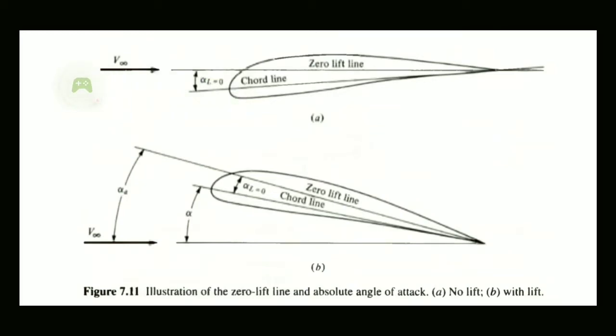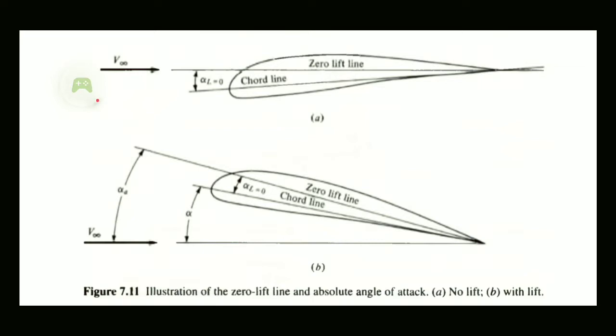So we are learning about angle of attack, basically absolute angle of attack over here, because in stability and control analysis we are more interested in absolute angle of attack than the angle of attack, or generally known as geometric angle of attack of the airfoil. So we are more interested in the absolute angle of attack rather than geometric angle of attack of the airfoil.